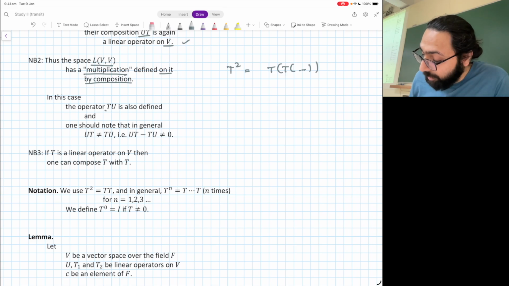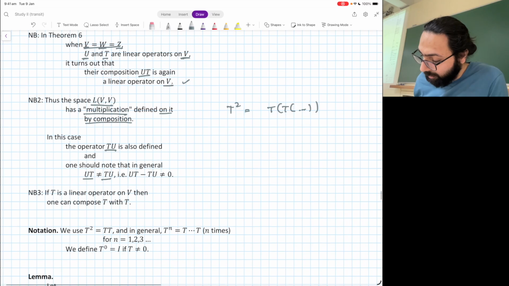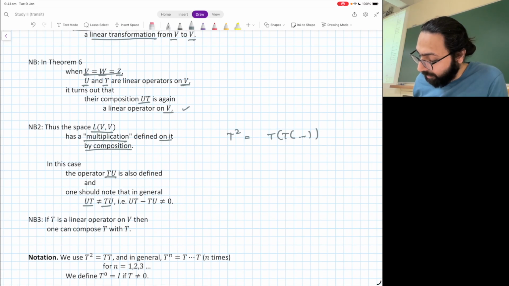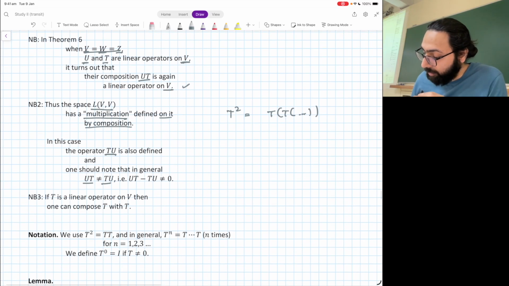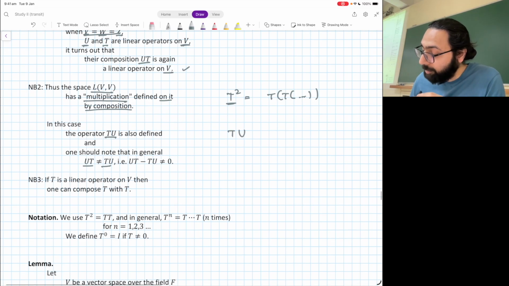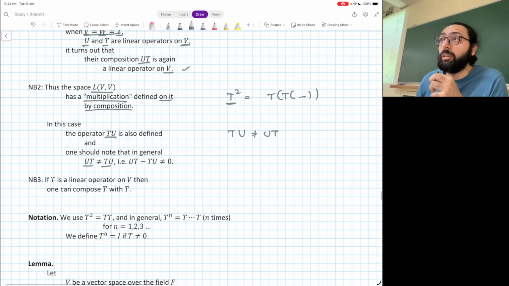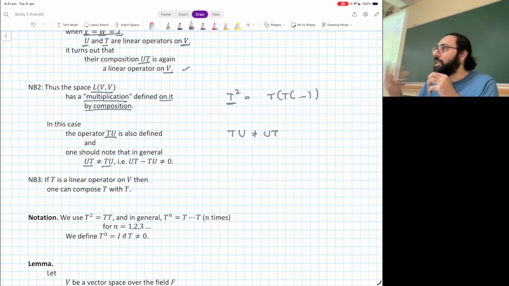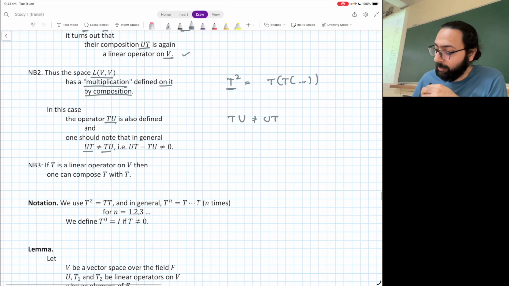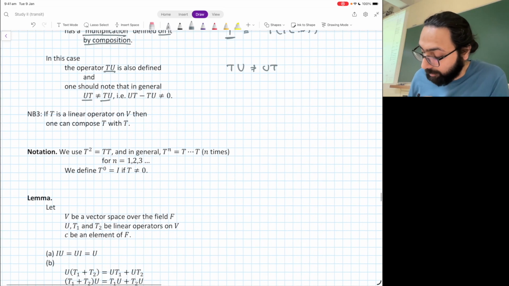The operator TU is also defined, and one should note that in general, UT and TU are not equal. So not only can you apply T to itself, you can also compose T with a different map, and in general, these will not commute. Obviously this is like matrix multiplication, so we were well aware of multiple instances where this is not the case.